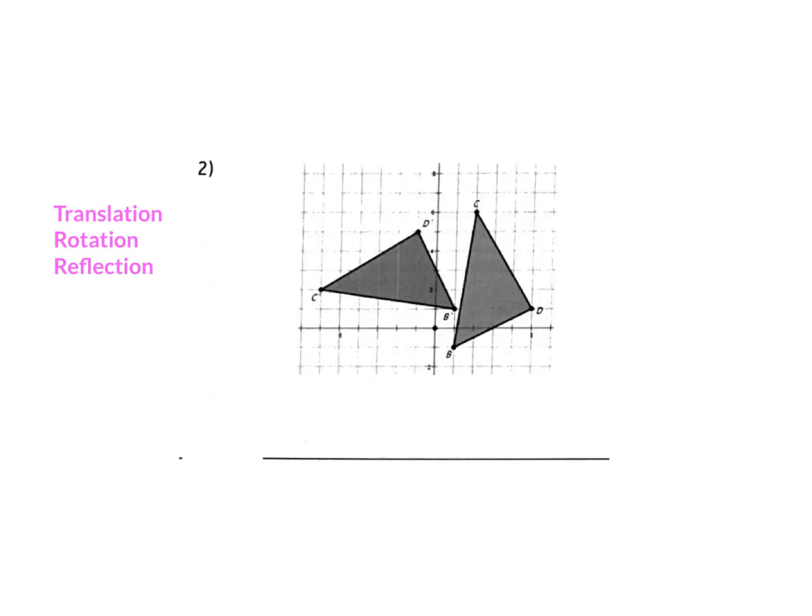Okay, for number 2, again, the first thing you want to look at is the lettering here. We have here is C prime, and up here is just C. That means over here, this is the pre-image. That came first, so this image came second. Knowing that, it looks to me like it turned. A turn is a rotation. Okay, so we're going to write down rotation.